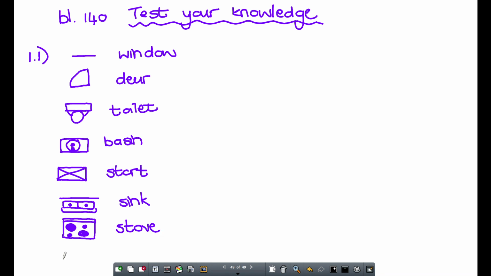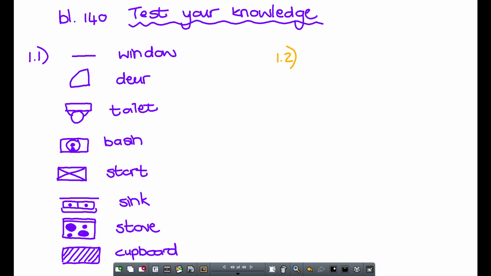And then the last one is a rectangle, but then it's got stripes like that. Dit sal jy sien. Also, there's in the kitchen, there's in the bedroom, and there's also behind the fireplace. Wat noem ons dit? Dis 'n kas. Okay, it's a cupboard. Okay, right. Then 1.2.